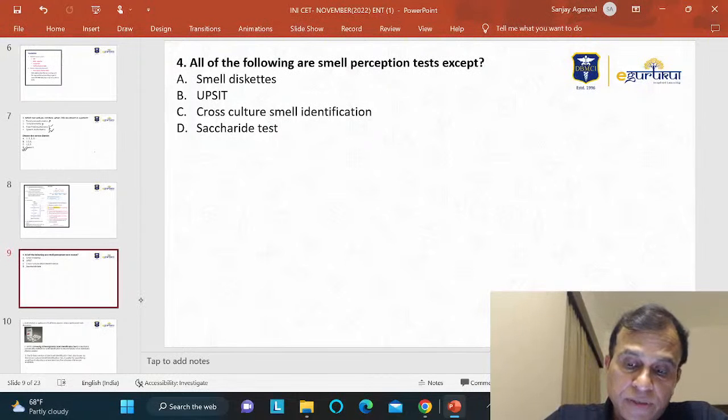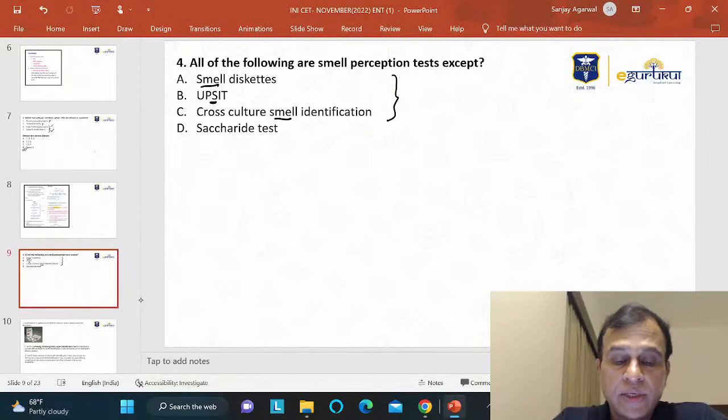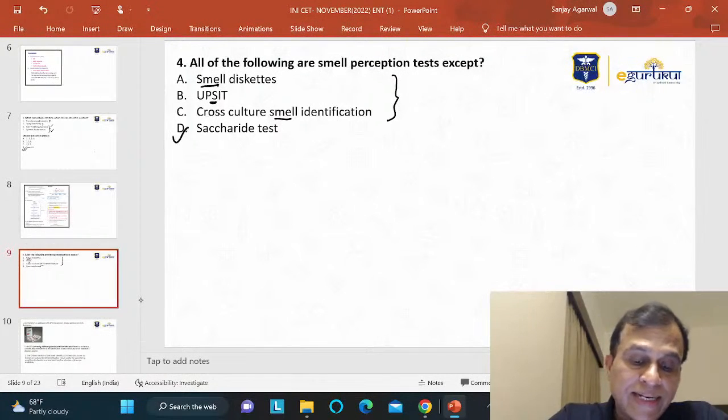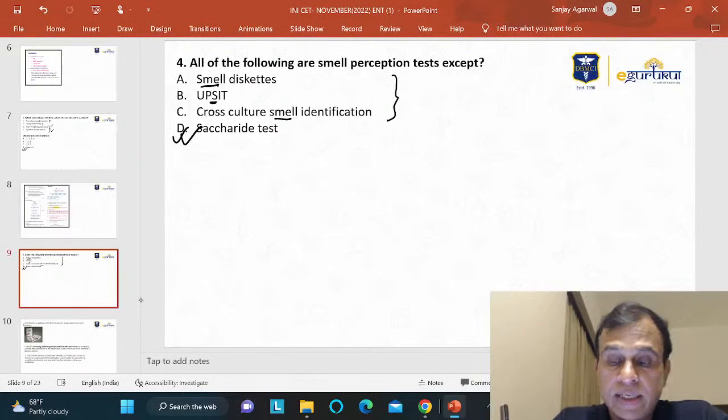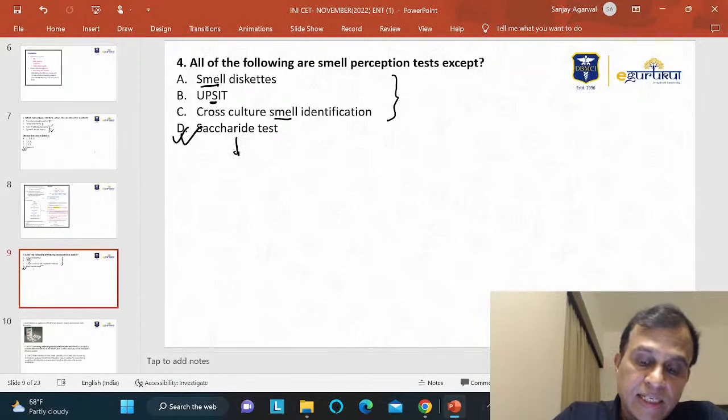Now the first 3, if you see the name, in the first one the name smell is there, in the second the name smell is there, here this S stands for smell. So all these are smell tests, smell identification tests. Saccharine test is not a smell identification test. Saccharine test is for mucociliary clearance.